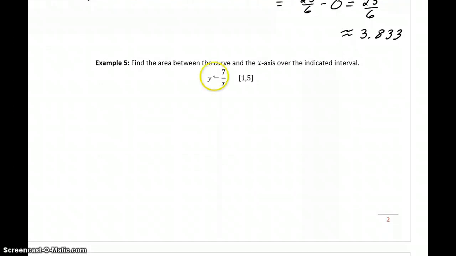In our next example, we again have two curves to consider, though the language of the problem is a little bit different. We're told that one curve is y equals 7 over x. We're given a domain from 1 to 5, and we're told that we want the area between the curve and the x-axis. That language gives us our second curve, y equals 0. So in this case, we would want to integrate from 1 to 5.